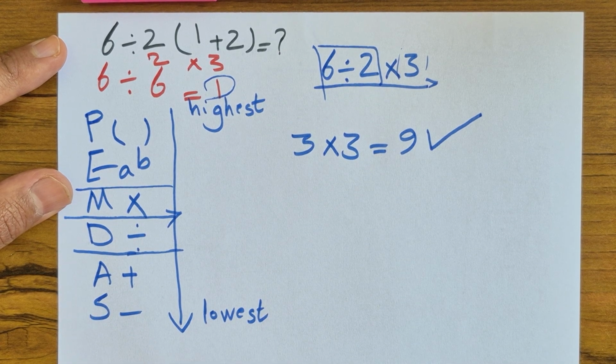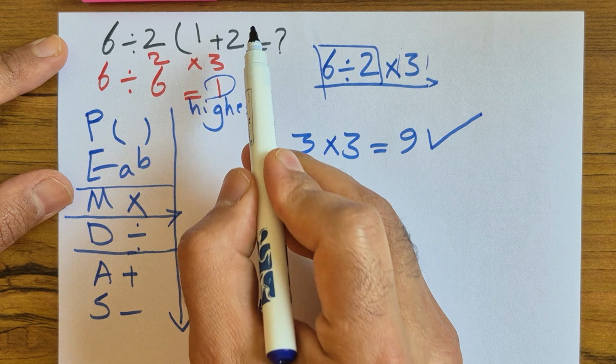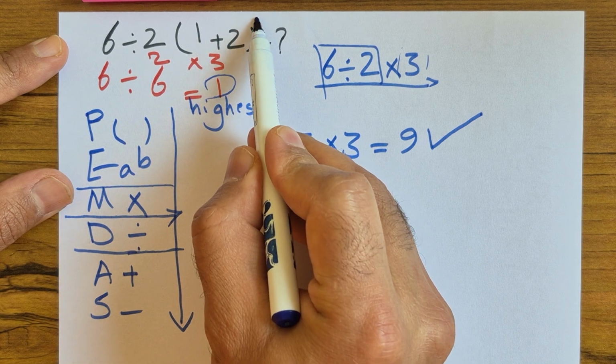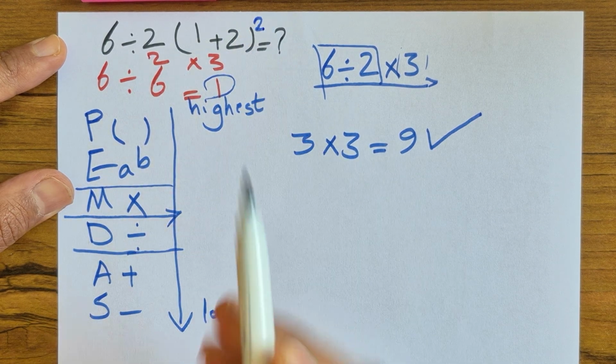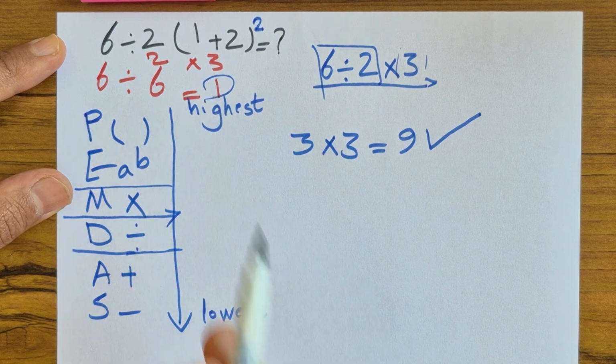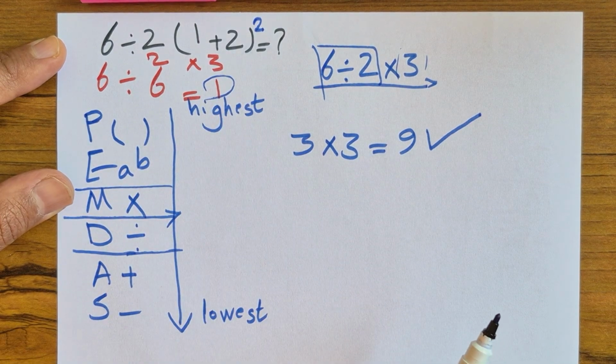And as your homework, what would the answer be if we had an exponent here? So 1 plus 2 inside the brackets to the power of 2.